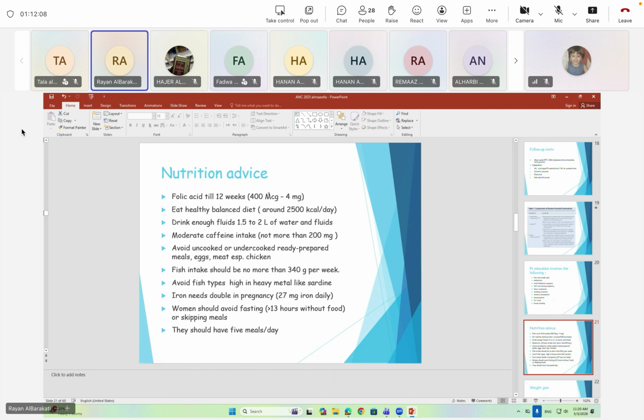Of course, this is high dose and low dose. We have 1 milligram and 5 milligram. It's okay as folic acid is excreted in the urine, so no worries, you can recommend it to your patient. However, you have to identify which patient will be using the high dose or which one will be using the low dose. Eat a healthy, balanced diet, and this is around 2,500 kilocalories per day.